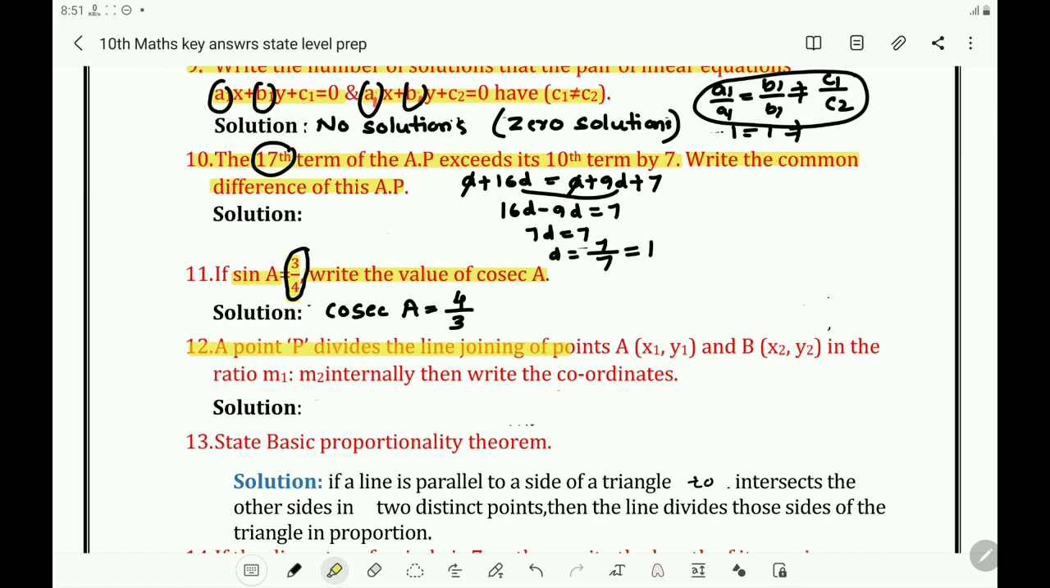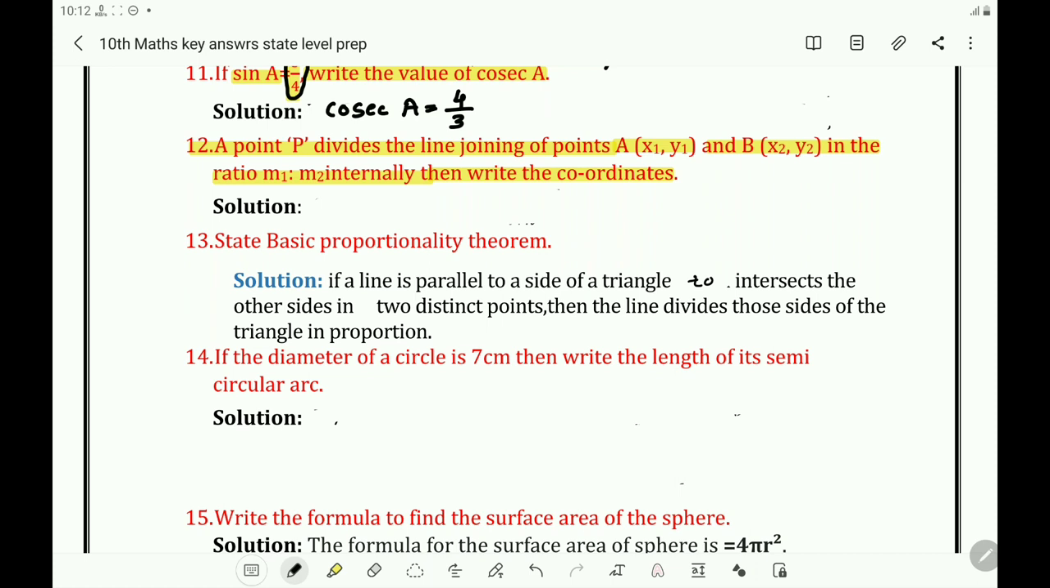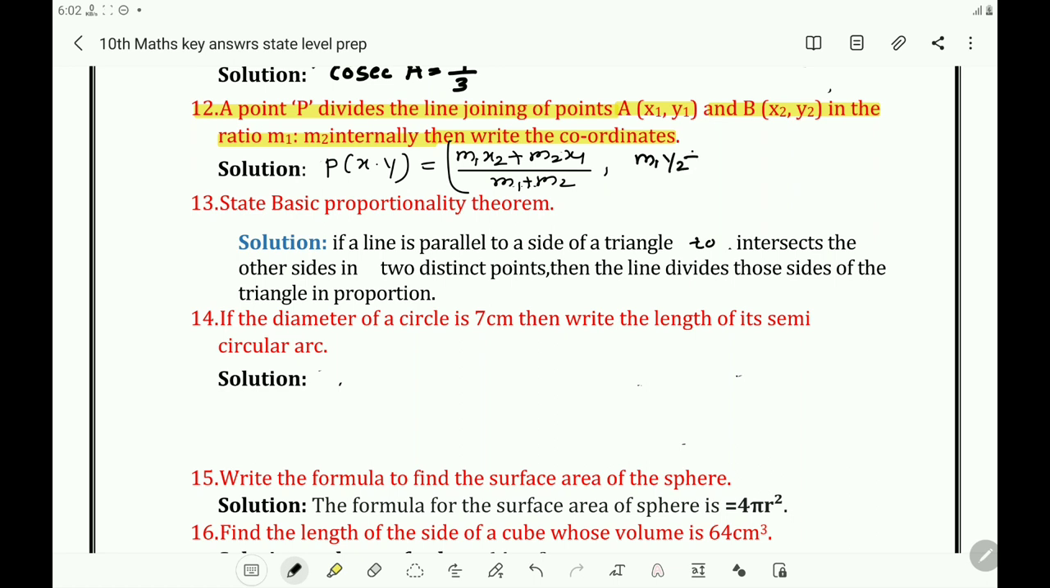A point P divides the line joining the points A(x1, y1) and B(x2, y2) in the ratio m1 is to m2 internally, then write the coordinates. You know that here we have to write the section formula. Then what is the section formula? Write that P(x, y) equals (m1 x2 plus m2 x1) by (m1 plus m2), (m1 y2 plus m2 y1) by (m1 plus m2). This is the section formula, and the coordinates of the point P which divides the line joining the points A(x1, y1) and B(x2, y2) in the ratio m1 is to m2 internally.